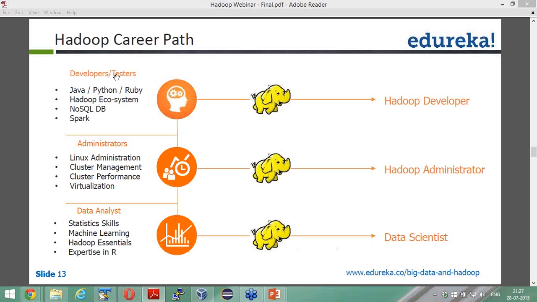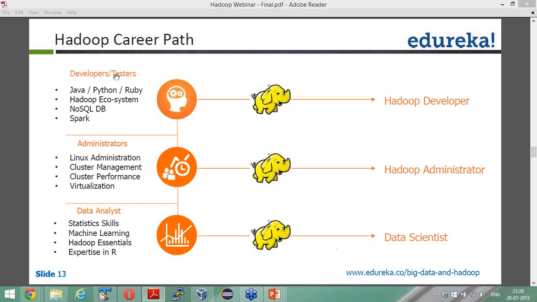All such configurations will be done by the Hadoop administrator, identifying and monitoring the performance of the cluster, how it is performing, and creating virtualization. For example, if you want to create a private cloud to establish the cluster, we will be using something called virtualization within our own environment. That's more like a cloud. Virtualization is a huge topic, so I'm just explaining it in a single word. That would be the job of the administrator.